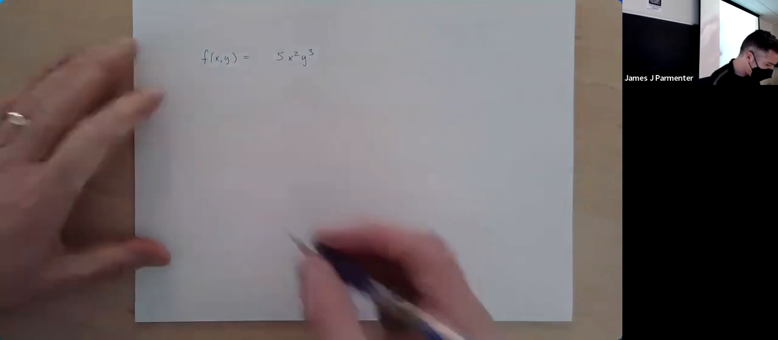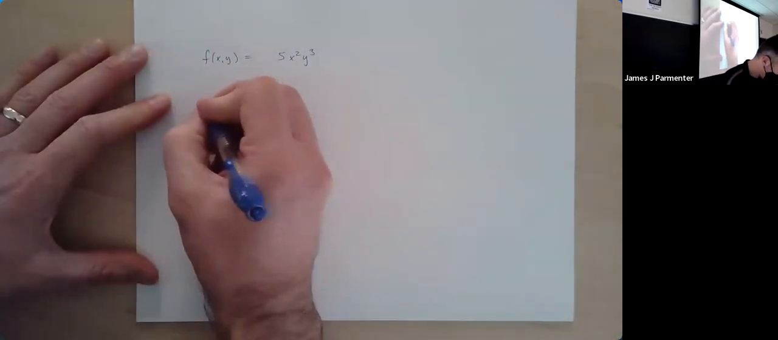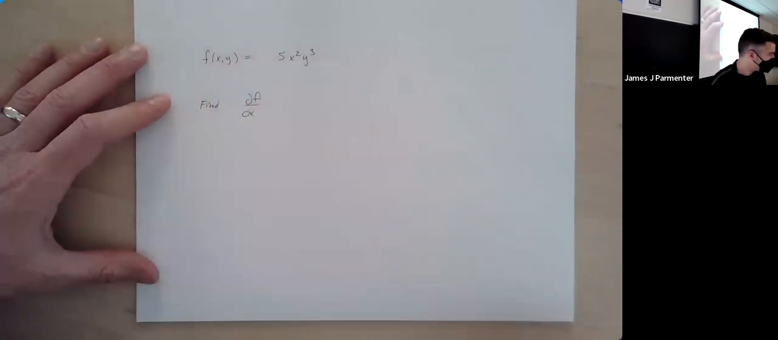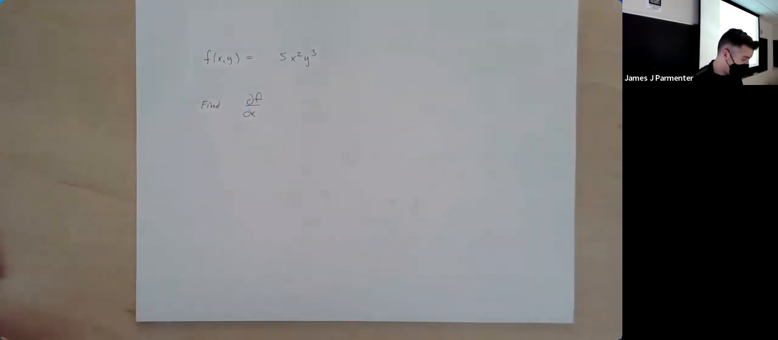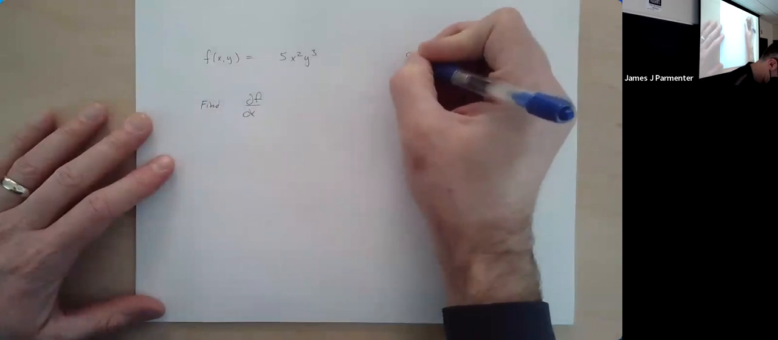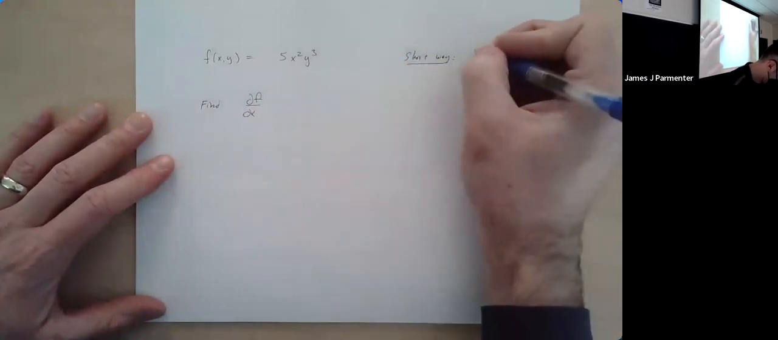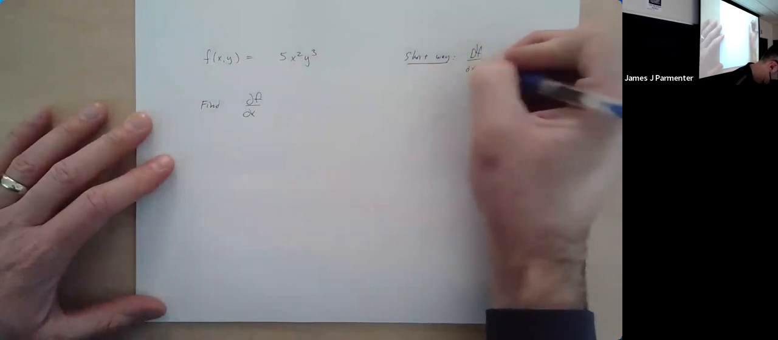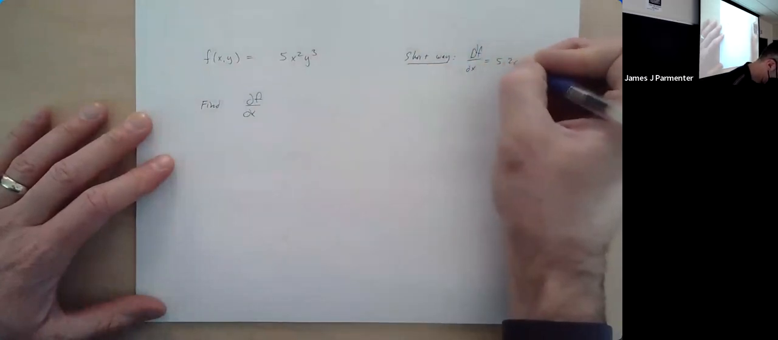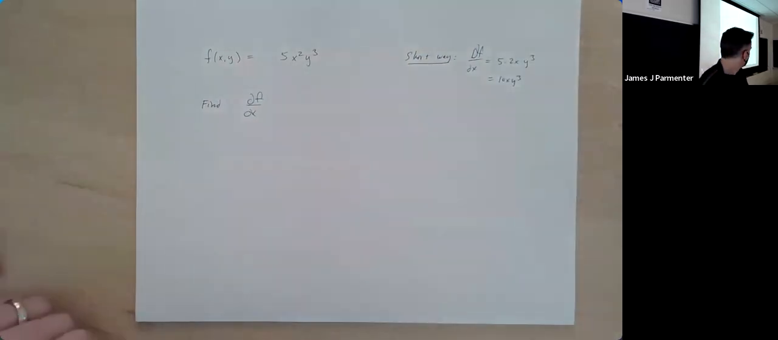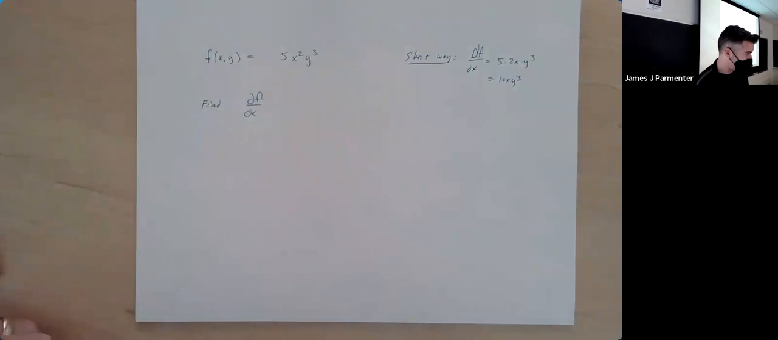And I want to find the long way del f del x. Now we know that the answer should be 10xy cubed, right? The short way, or the fast shortcut way, right, is to say, oh, del f del x, wow, that's terrible, is going to be 5 times 2x times y cubed, which is 10xy cubed. But we're going to do the long way. We're going to use the limit definition.